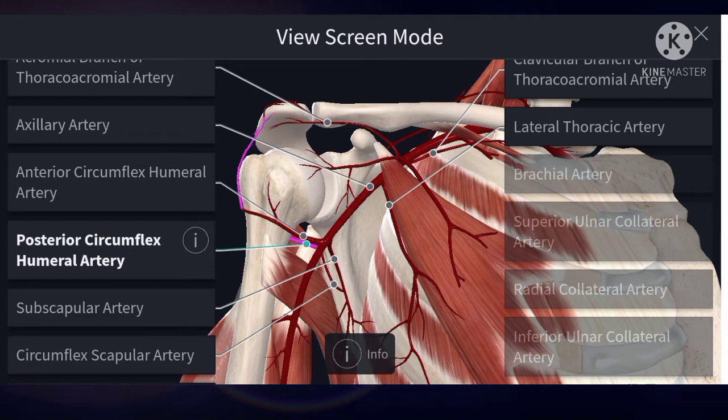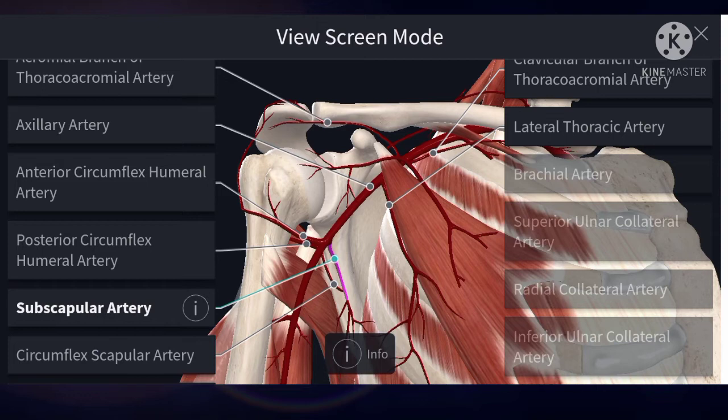Now we will talk about the third branch of the axillary artery, that is the subscapular artery. As you can see here, the subscapular artery is the largest branch of the axillary artery. It arises from the third part of the axillary artery. It runs along the lower border of subscapularis to terminate near the inferior angle of scapula and supplies the latissimus dorsi muscle and serratus anterior muscle.